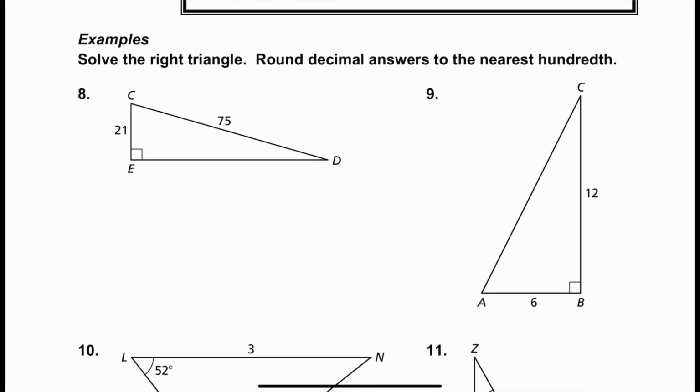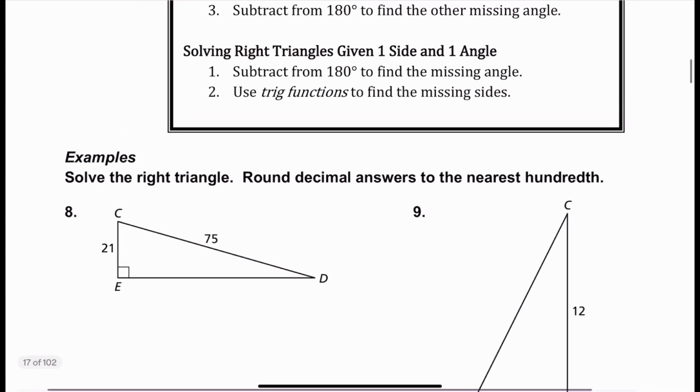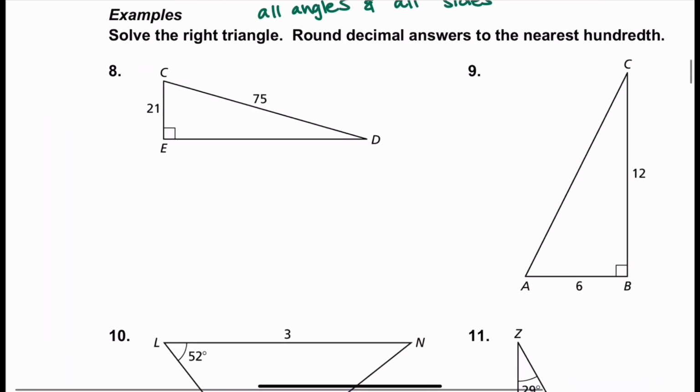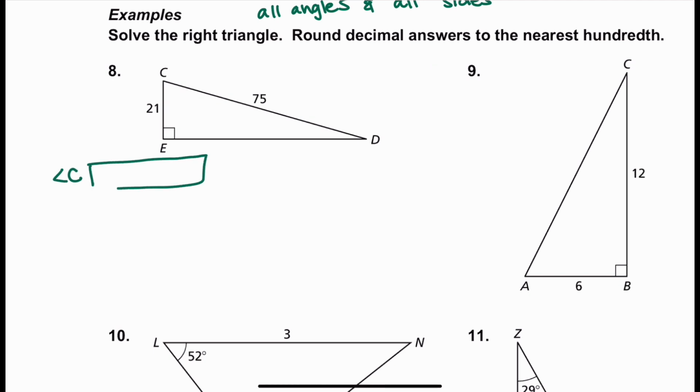Okay, number 8, 9, 10, and 11, we are solving the right triangle. When we solve the right triangle, that means we're finding all angles and all sides. So when you do your homework, it will have something like this. It will have angle C and a box, angle D and a box, ED and a box. So we will need to find all three of those there.